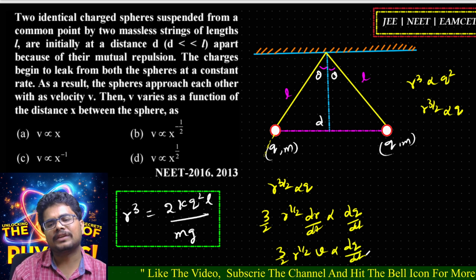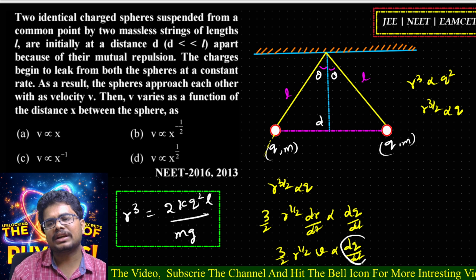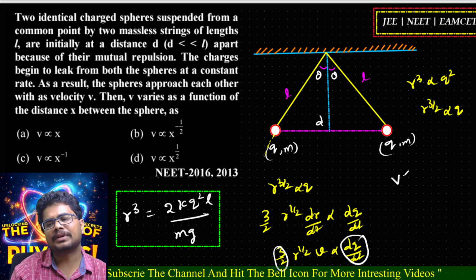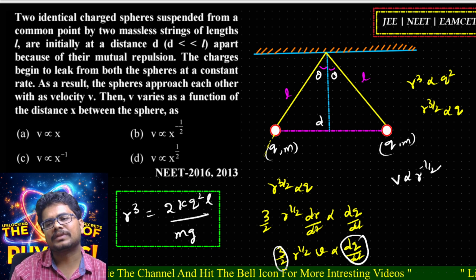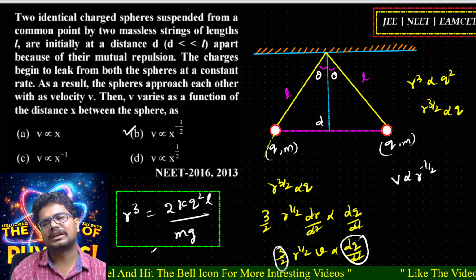If you observe carefully, according to the question, dq by dt is a constant rate. Means dq by dt is constant. 3 by 2 is also a constant number. Means v is proportional to what? R power minus 1 by 2. Means according to the given options, which option is correct? Option B is correct. Fine.